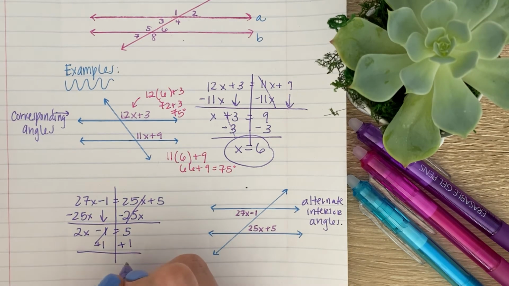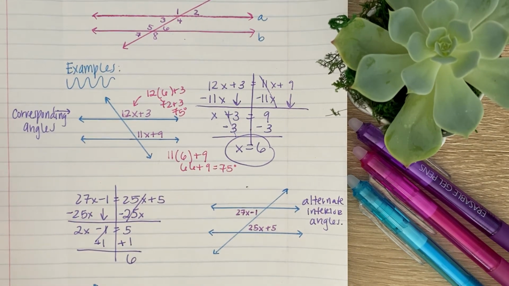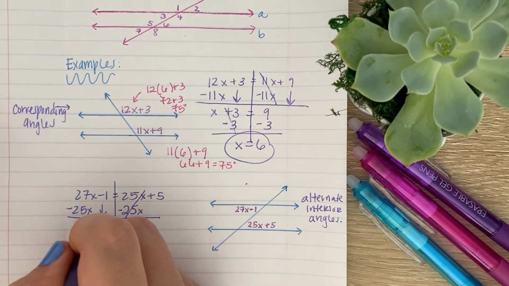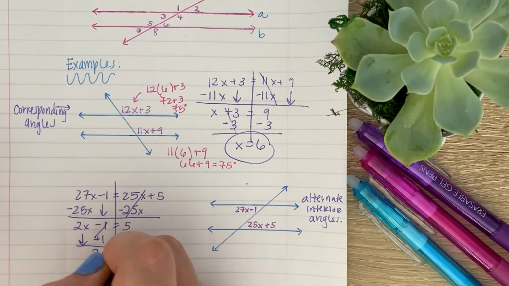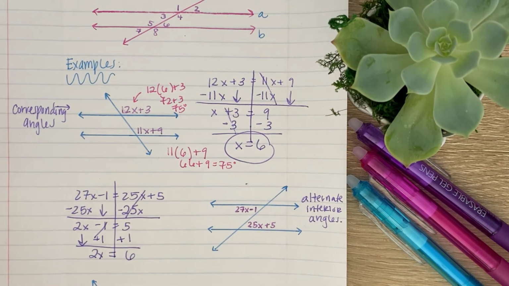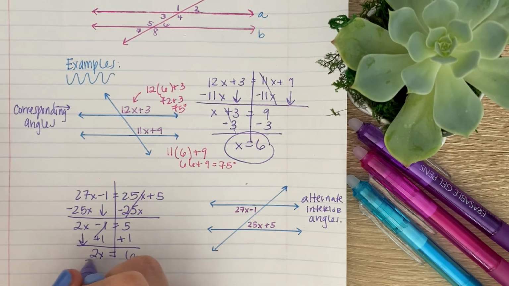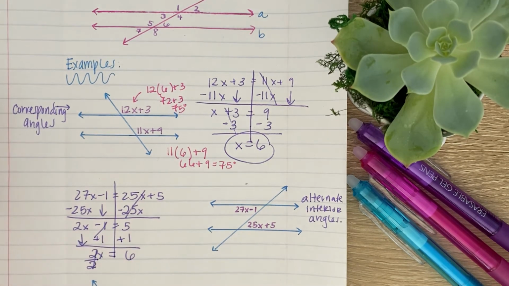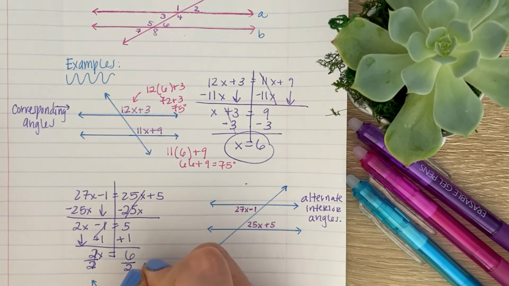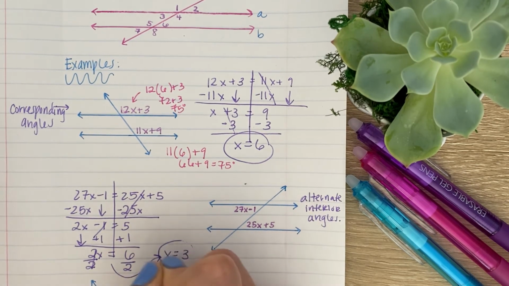5 plus 1 is 6. Okay, and then I bring down what I did not use, 2x equals 6, and my last step is usually always to divide in a two-step equation. But again, whatever I do to one side, I must do to the other, and 6 divided by 2 equals 3. So I'm going to write the answer right here. x equals 3.